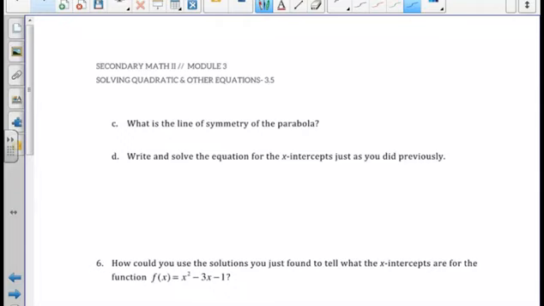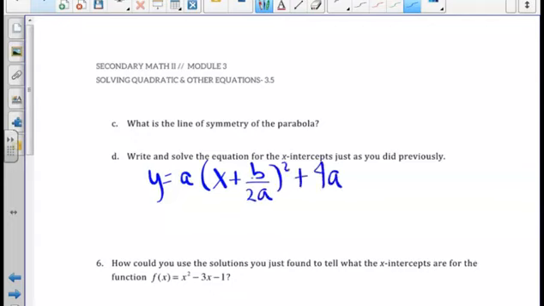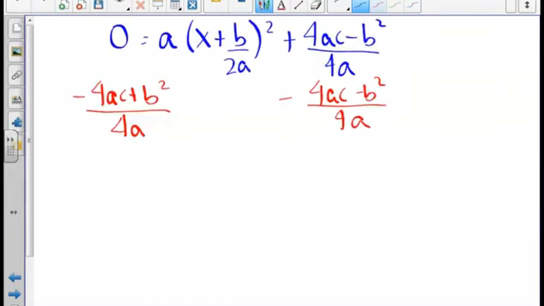We are then asked to use that equation to write and solve to find the x-intercepts. So I'm going to bring my equation back over here in vertex form. It was easier for me to rewrite that equation on a separate sheet. I subtracted 4ac minus b squared from both sides. Notice that the b squared will change signs when it's brought to the other side.